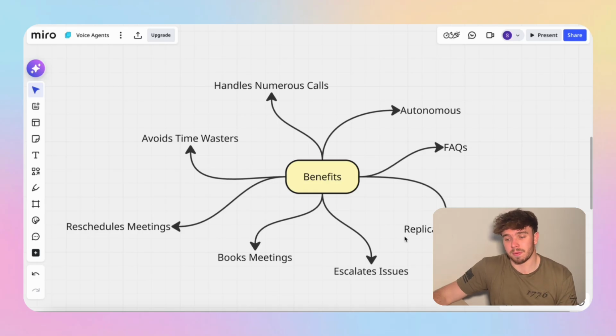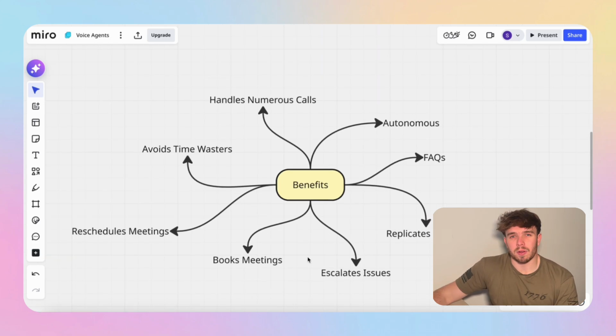It replicates a human. It will escalate issues to a human if the AI agent can't handle the queries. For example, I may be on the phone to this AI agent and I physically want to speak with someone, in which case the AI agent will escalate it, and it will get the human on the phone. It can book meetings, as we've discussed, reschedule meetings, and it avoids time wasters. Imagine how many receptionists pick up the phone to people that either just want to chat or hear about the service. While that is good for the business, it's essentially causing time wasters, and it's wasting that employee's time.